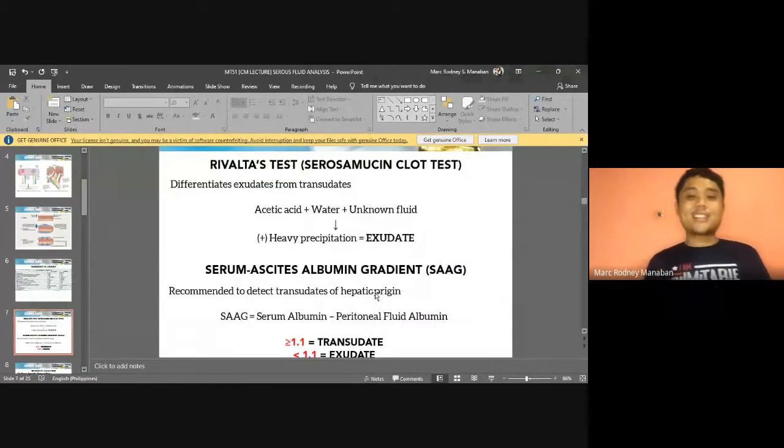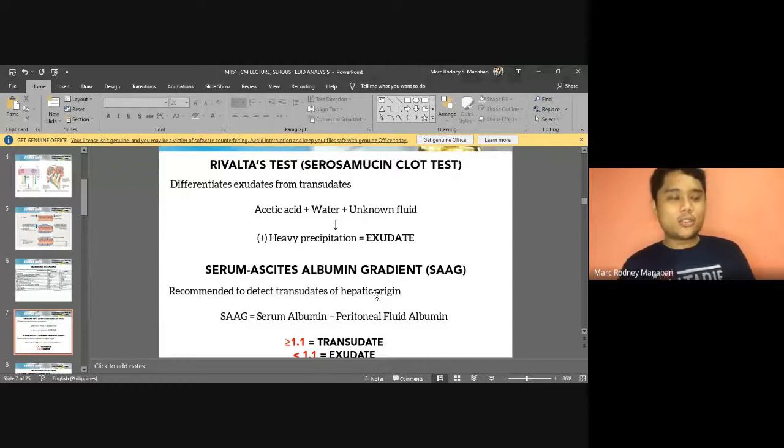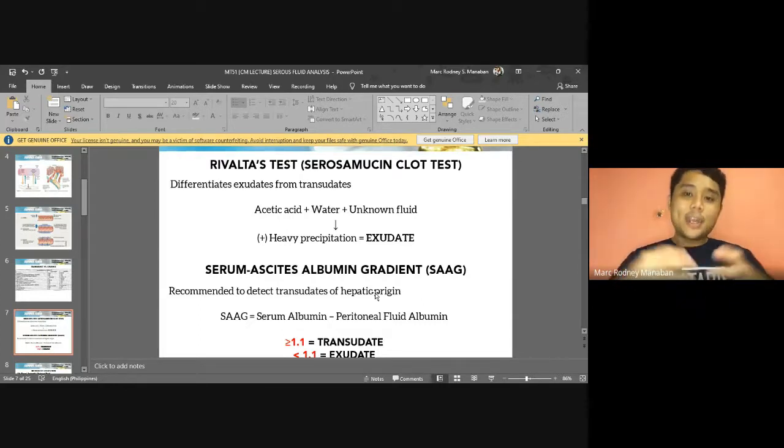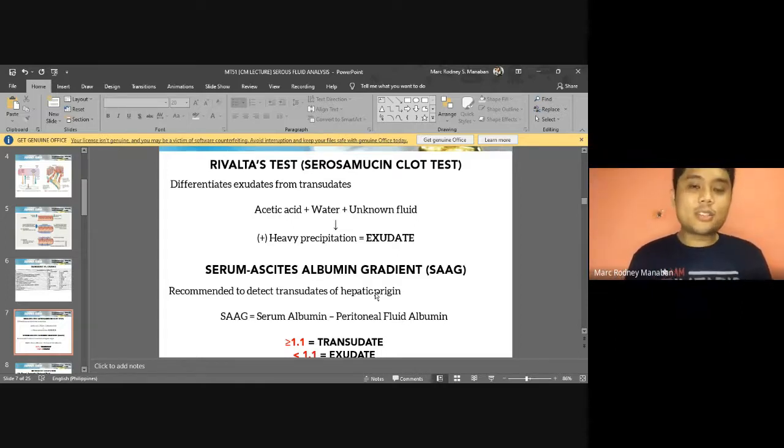Anyway, you have the Rivalta's test, also known as a serous mucin clot test. So this is another test to differentiate your transudate and exudate. So what do you do? Acetic acid plus water plus the unknown fluid. If there is precipitation, that is positive for exudate. Nga naman, acetic acid, unknown fluid, if it contains a lot of proteins, diba, pwede siyang precipitate. And remember that exudate contains a lot of proteins because again, nanggawas na from the capillary kay vasodilation, all right? So heavy precipitation, Rivalta's test, or serous mucin clot test. Take note here, very common question po.